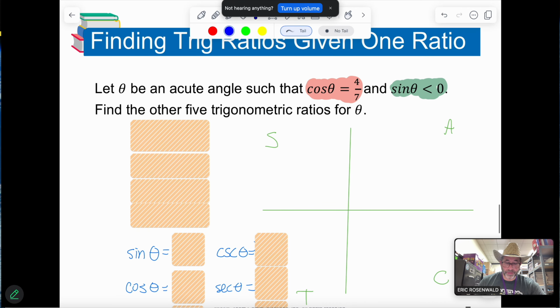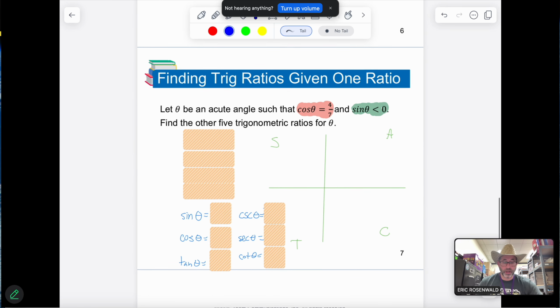Finding the ratios given one ratio. All right. So these are the problems where it's like you have to piece together a little puzzle. Okay, and it's not that complicated. We're just going to be drawing in terminal sides of a triangle here. You'll see in a second. So first thing we have to do is realize that they're giving me some information. Okay, they're telling me that the cosine of theta is 4 over 7.